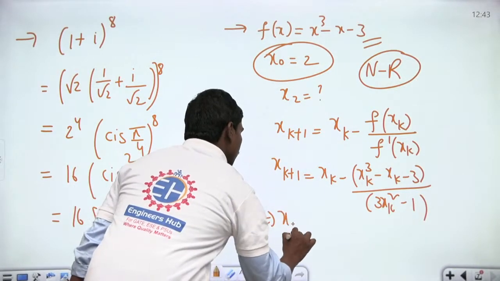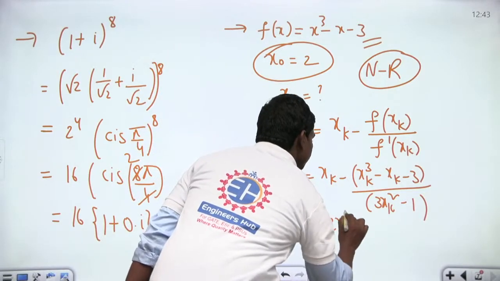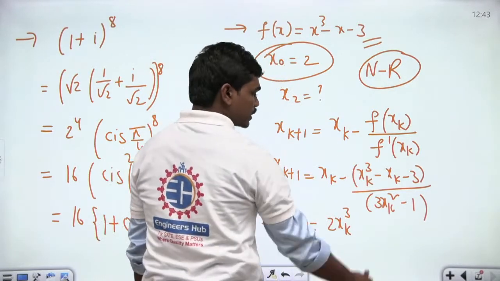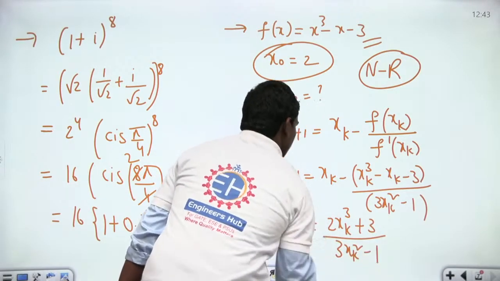So x(k+1) is equal to, let us write the final iteration scheme. 3xk cube minus xk cube, which is 2xk cube, then minus xk plus xk gets out. So plus 3 divided by 3xk square minus 1. So this is what you have.